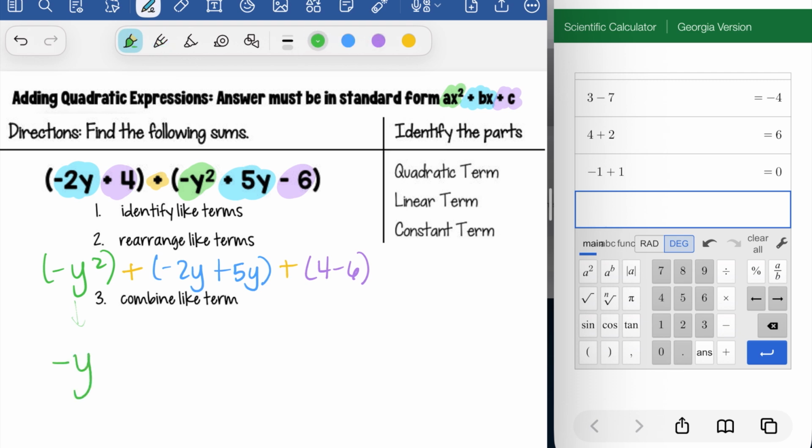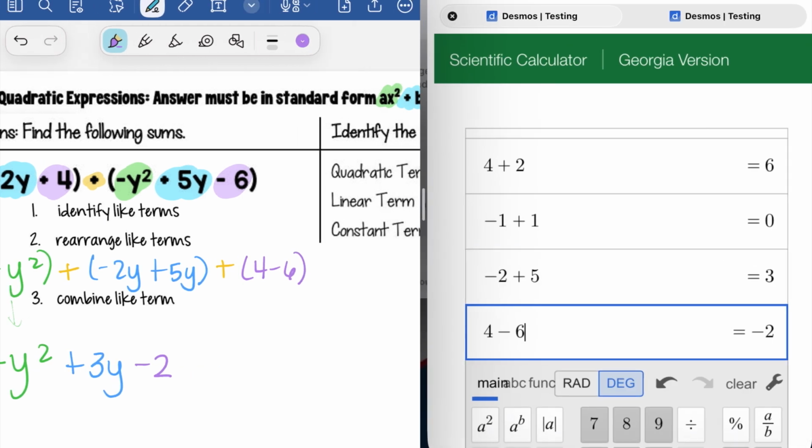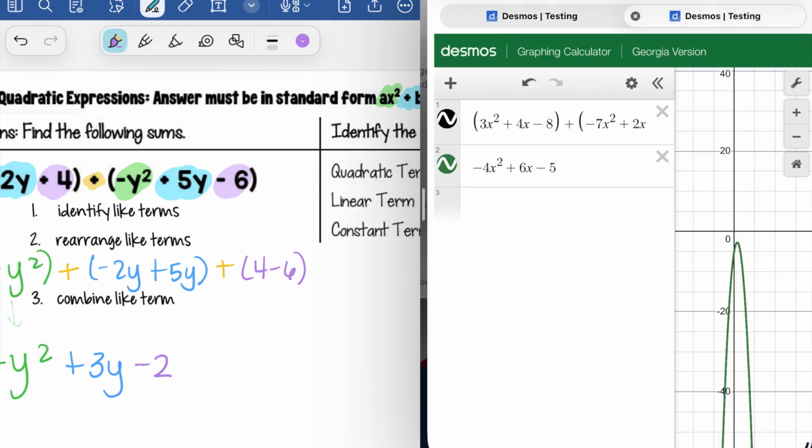So I get negative y squared. And I'm going to add it to negative 2 plus 5, which is going to give me a positive 3y. And then 4 minus 6 is going to give me a negative 2. So my quadratic term would be negative y squared. My linear term would be 3y. And my constant term would be negative 2. So let's check our answer with our Desmos calculator and see if we are correct.